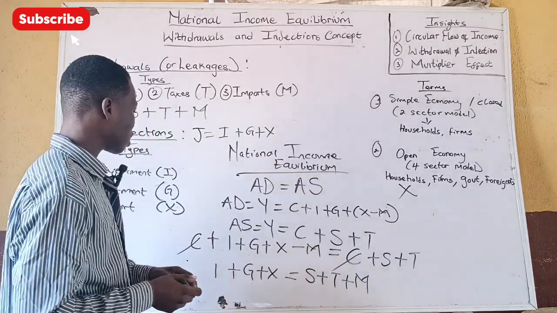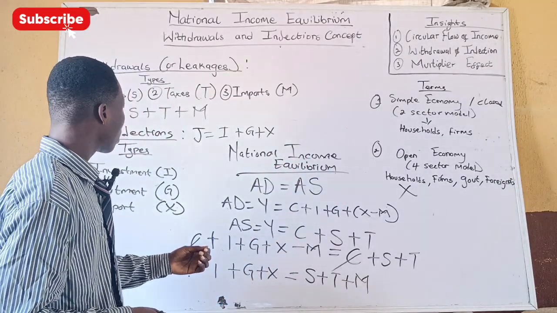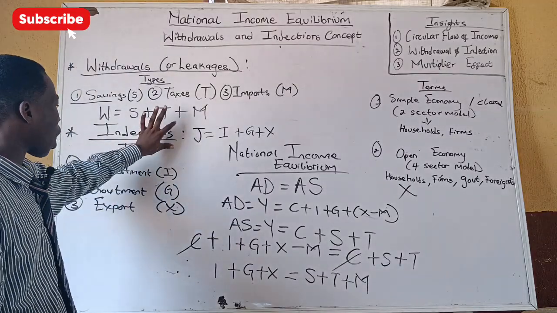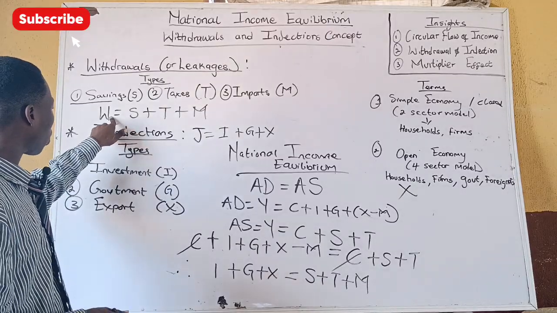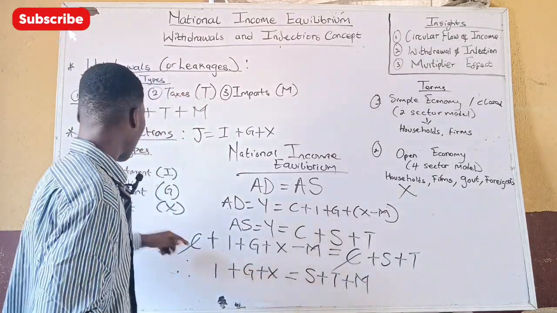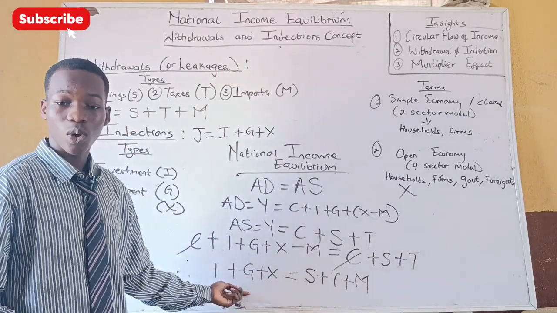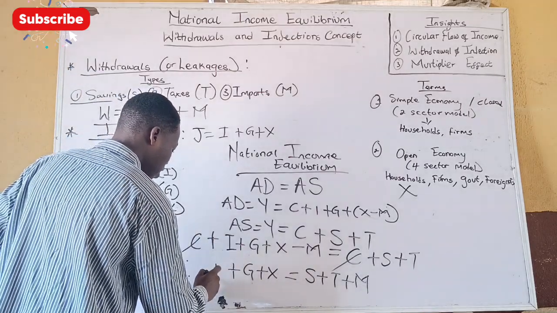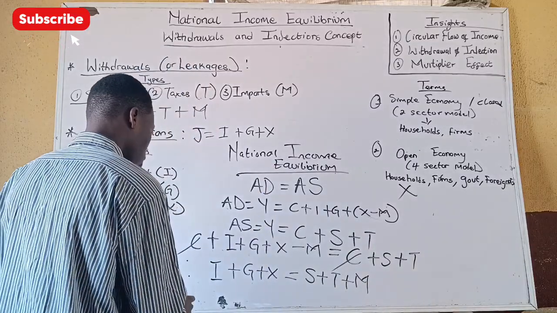What we can deduce from this is that when we are talking about national income accounting, it's the same thing as saying that our withdrawals is equal to our injection. Look at the formula I gave for withdrawals, whereby I say our withdrawals is what? S plus T plus M. Look at it here. And for this injection, I said I plus G plus X. Look at it here. So this simply means that our withdrawals is the same as our injection when we are talking about national income equilibrium.